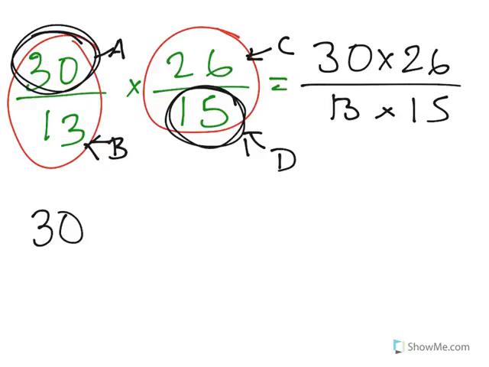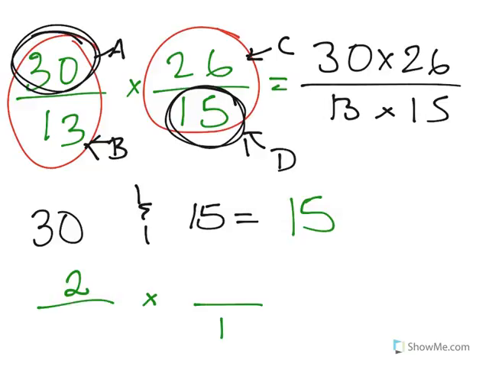So the common factor of 30 and 15 is actually 15. So 15 divides both of them. And so you can just cancel them out, and instead of having 30 over 13 times 26 over 15, you could actually just have 2 and 1 right here.